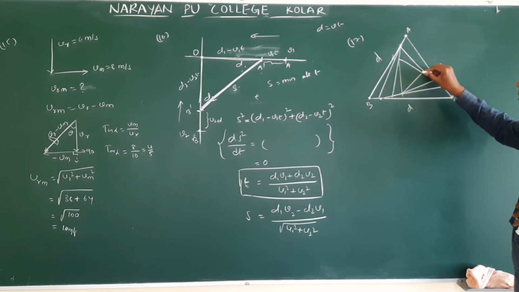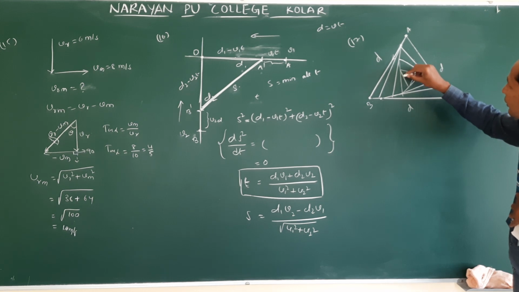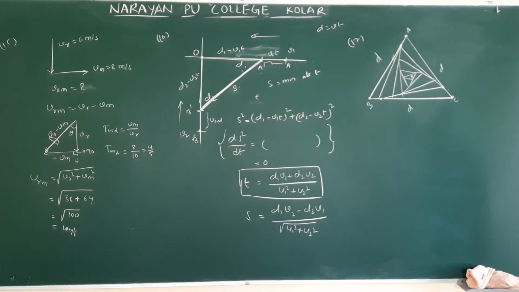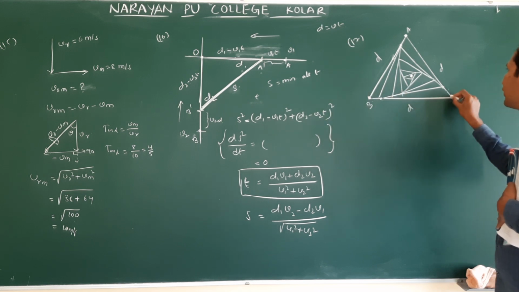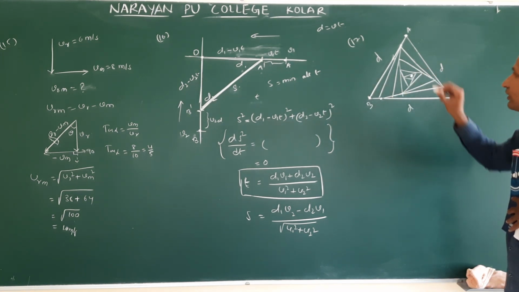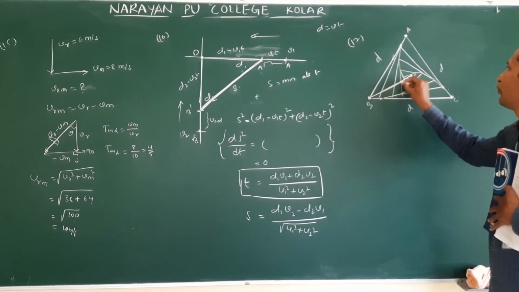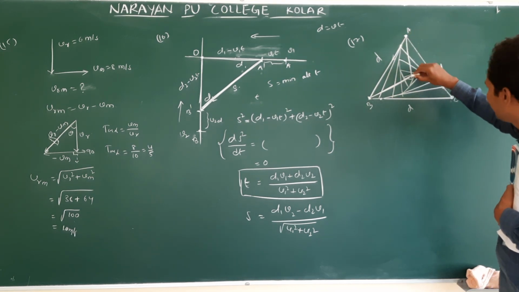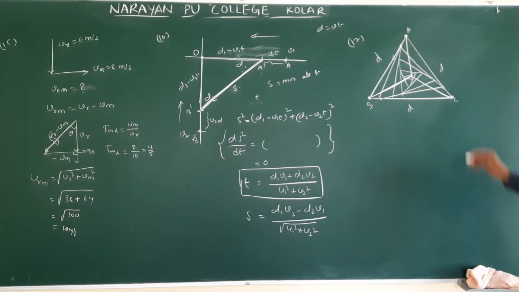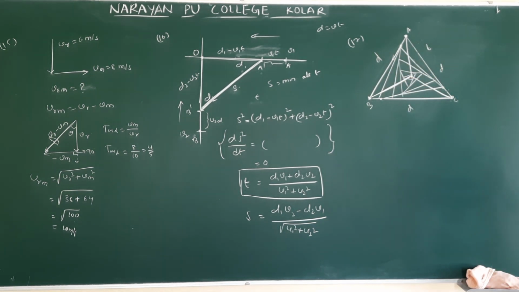Finally, where will they meet? They will meet at the center. Understand? So they initially start from the corners of the triangle, and finally they will meet at the center. This is the displacement of each particle, corner to center. This is A's displacement, this is C's displacement. To meet all together at the center, it takes time t.